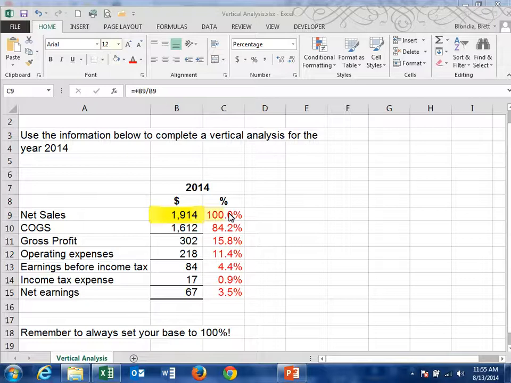So the next video that we'll talk about in the list here is going to be the horizontal analysis. So similar idea, but instead of going vertically up and down a single year, we're going to go across years, and we're going to try and determine how did things change on a year-over-year basis. All right? So that's the end of this video.